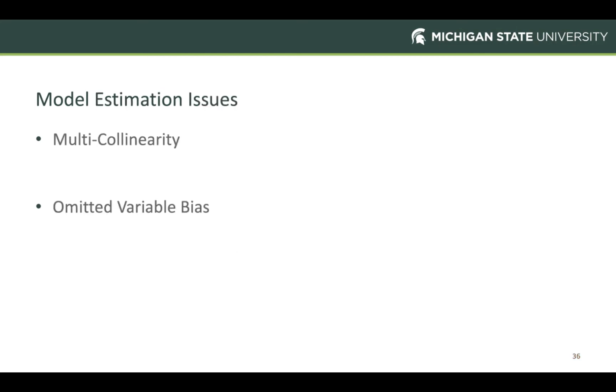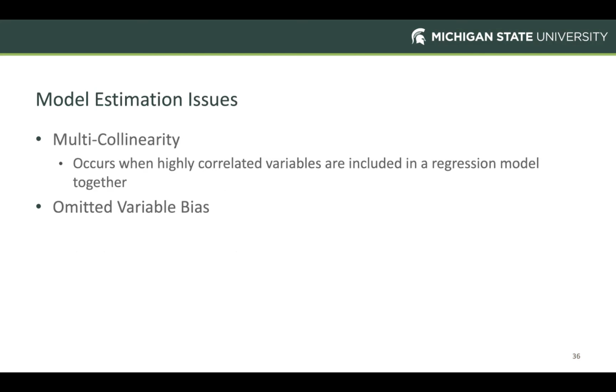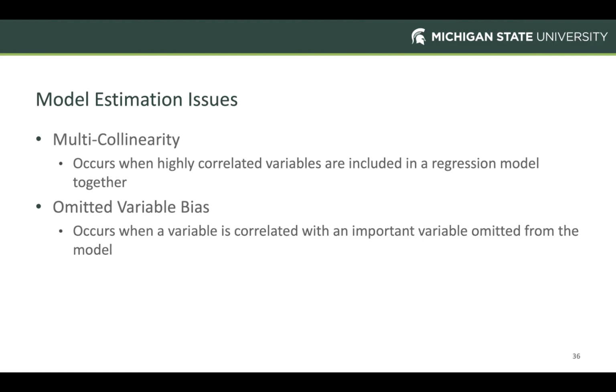A few other estimation issues to be concerned with. The first of which is multicollinearity. So if we have two predictor variables that are strongly correlated with one another, those can introduce concerns, and we may end up with biased estimates of what the actual relationship between Y and those correlated X variables are. Or we can also run into a circumstance that's referred to as omitted variable bias.